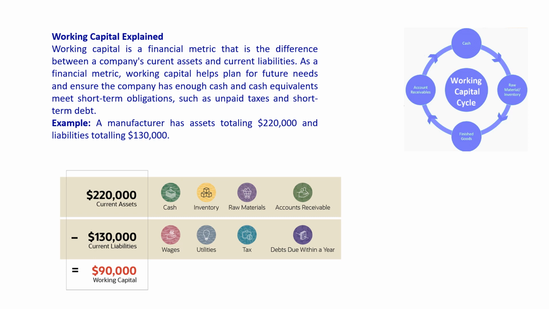So in the example, we are seeing how they arrived at the working capital: current assets, whatever they have in hand, minus liabilities, whatever they have to pay. The difference is called working capital. I hope we have now understood what working capital is. It's the difference between current assets and current liabilities. If the liability is lesser, then it is better.